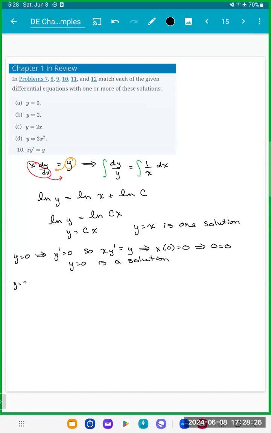So if we had y equal to 2, we go through the same process. We have y prime equals 0. So x y prime equals y gives me x times 0 equals 2. We're testing that, and so that gives me 0 equals 2. Therefore, that is false. So this one was true, that's why it was a solution. This one is false, so y equals 2 is not a solution.